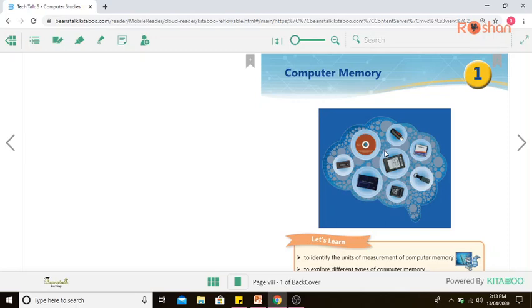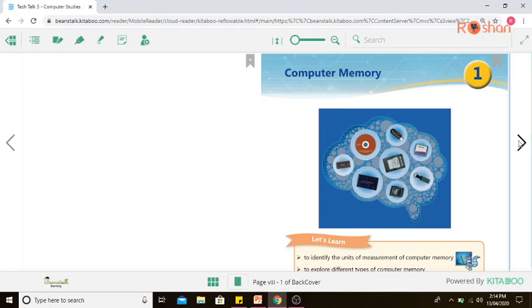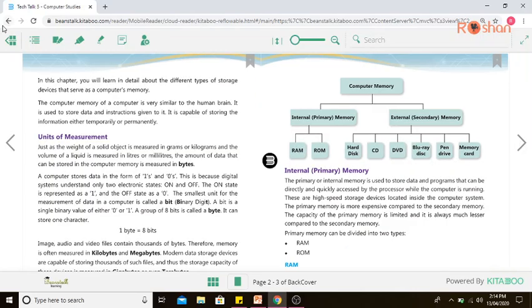In this chapter we focus on the types of memory, the various types, and the use of each type. We cover memory and explore the different types of memory, and differentiate between primary memory and secondary memory: what is the meaning of primary memory and what is secondary memory. All this we will learn in this lesson. Now I will show it to you.